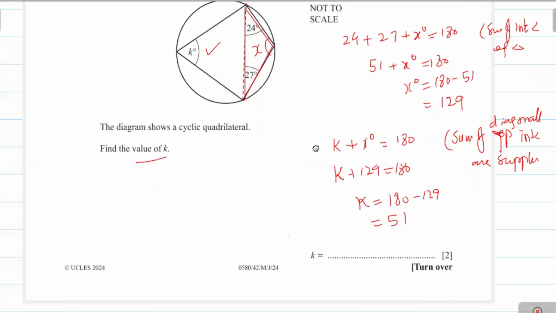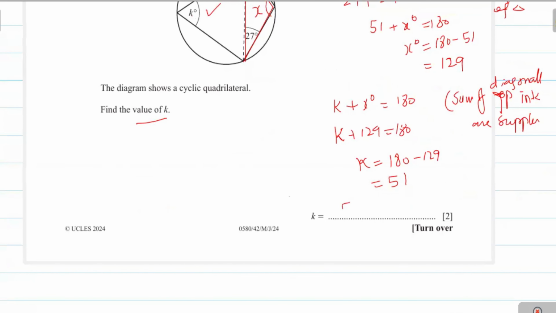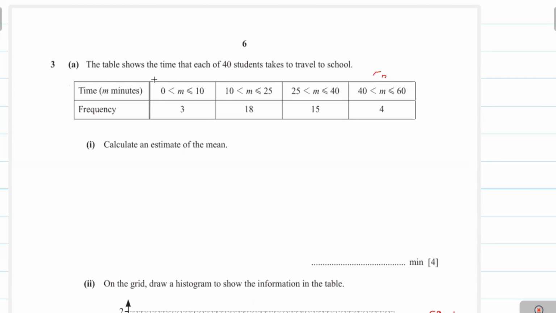Degree. Therefore, the value of K will be 51. And this is the answer. Question number 3, part A. The table shows the time that each of 40 students takes to travel to school.